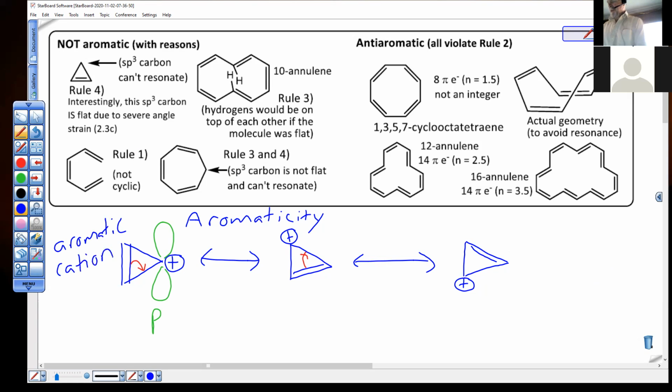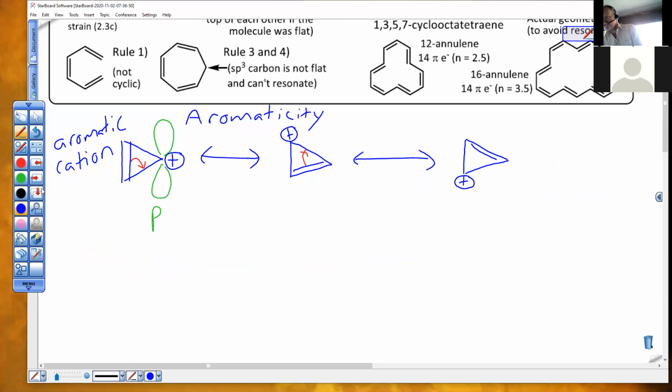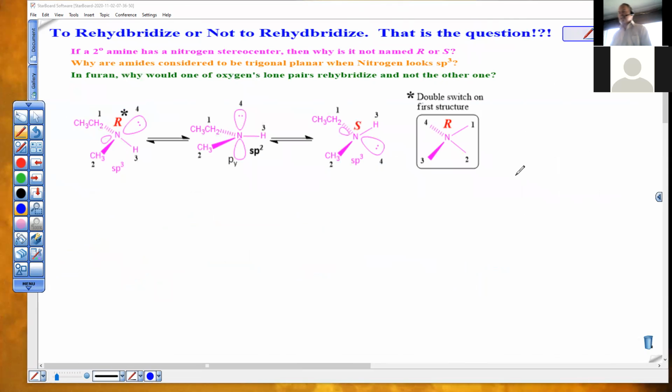I wonder if we can have an aromatic anion. We'll talk about that very shortly. Here's a big question up here. To rehybridize or not to rehybridize? It's a good question. Got a little Shakespearean on you there.